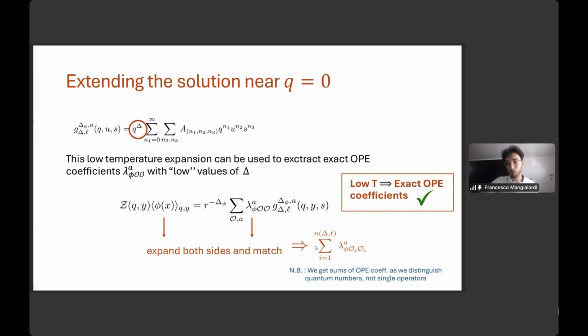Maybe one comment at this point is that conformal blocks are specified in terms of the quantum numbers of the exchanged operator, while here the sum runs over the single primaries. So actually, with this type of extraction procedure, what we can extract is not the single operators, but the sum of all the operators, or the average of all the operators which share the same quantum numbers. Okay, so half of the plan, in some sense, is already done.